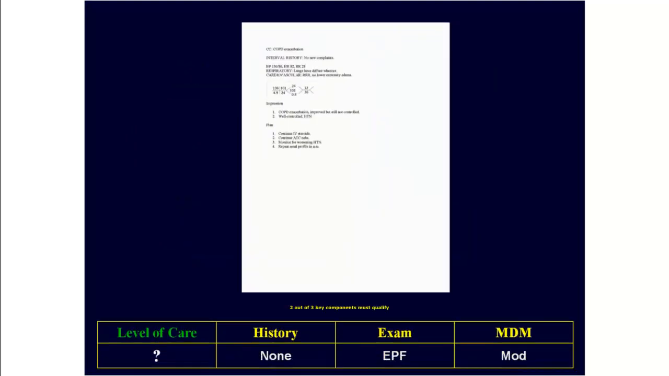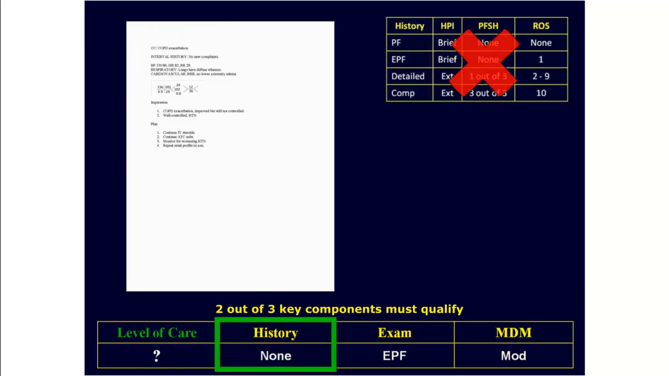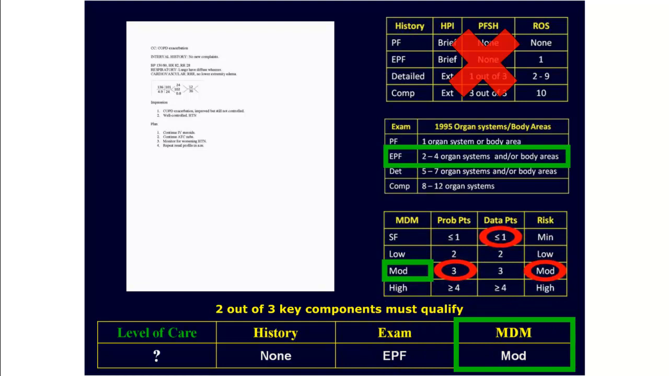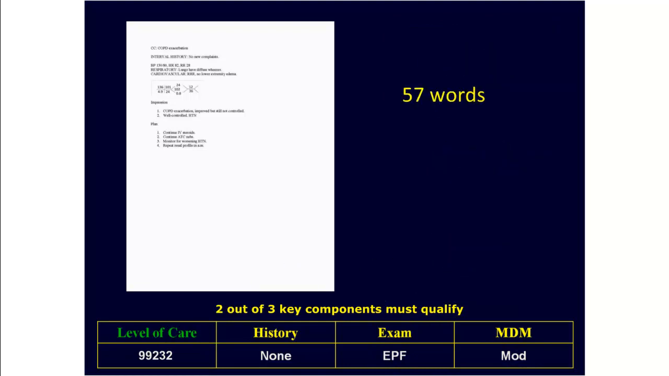When you put it all together, this is how the final note looks. Remember, only 2 out of 3 key components are needed. Here we have no recorded history, an EPF exam, and moderate complexity medical decision-making. So here the 99232 level of care took us just 57 words to construct and is worth $69.78, which works out to $1.22 per word, which is very efficient documentation.